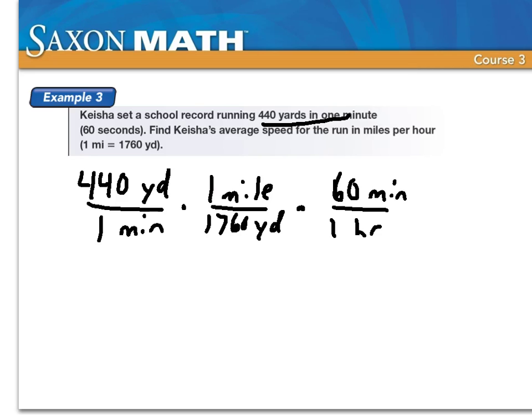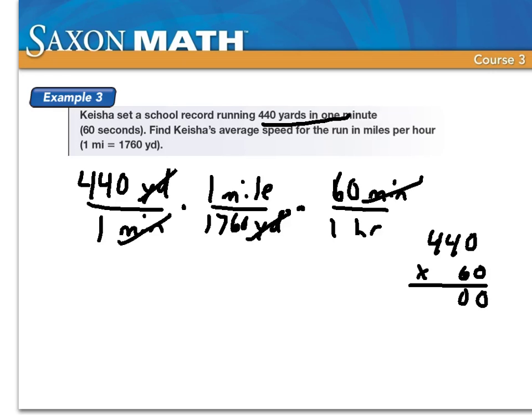So now I've got a unit multiplier to convert from yards into miles, and a unit multiplier to convert from minutes to hours. Okay? So the yards are going to cancel out. The minutes are going to cancel out. So now all I'm left with for labels is miles over hours, which is what I wanted, miles per hour. Okay, so now I'm going to multiply the top numbers together. 440 times 1 is 440. And then I have to take that times 60. So I need to take 440 times 60.